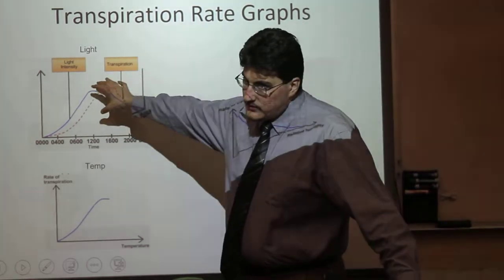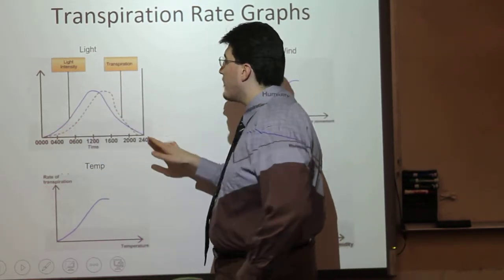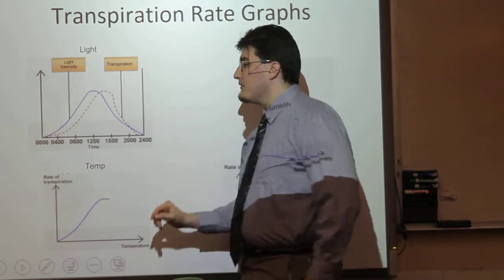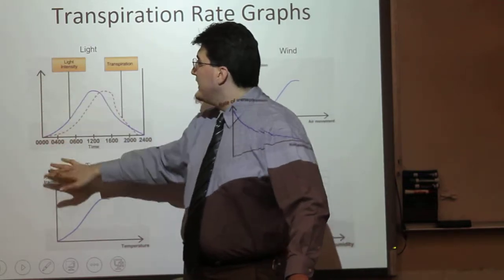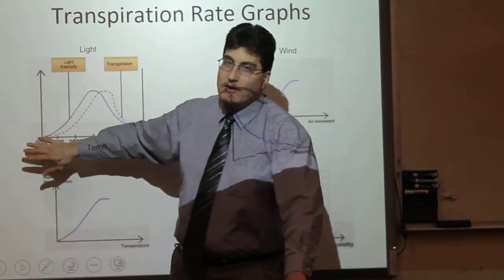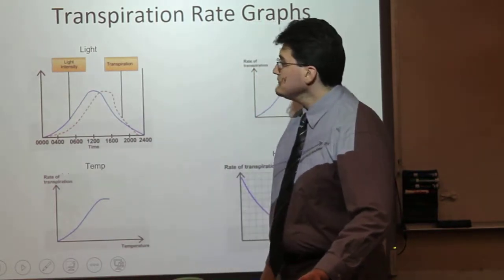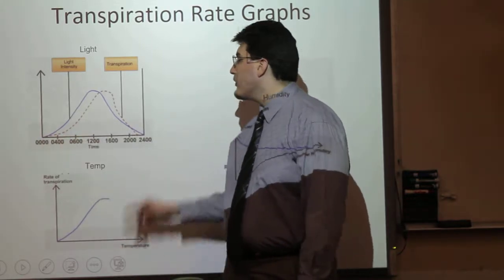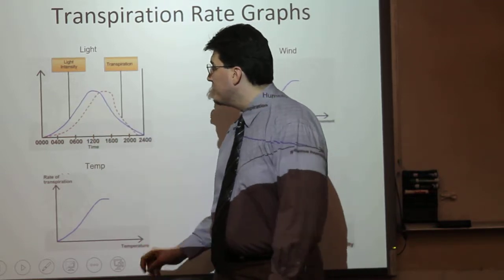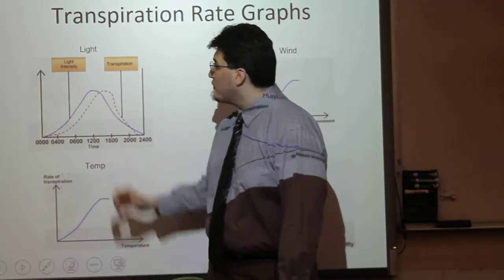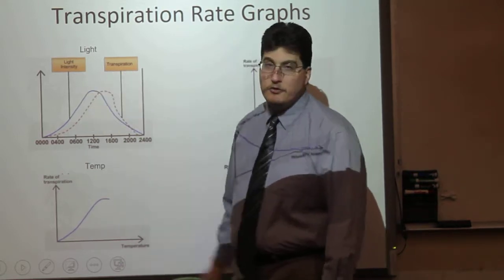Now, light, we see a very different graph. We'll see light intensity as one of our curves, and transpiration rate as another of our curves, and time is going to be on our x-axis. So this is just going to be general arbitrary units of increased value. So from 0 hundred hours to 2400 hours, with noon at 1200 hours, our light intensity is greatest at 1200 hours. Our rate of transpiration is highest slightly after noon.